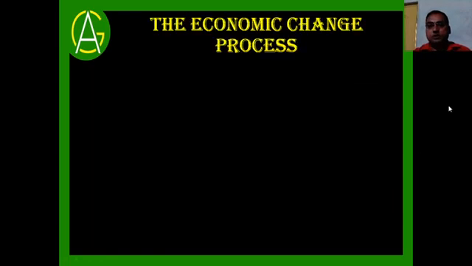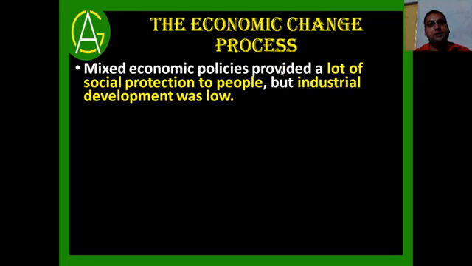Now, the economic change process. How did government change the policy so that the target of growth can be achieved? Mixed economic policies provided a lot of social protection to the people, but industrial development was very low. As I said before, the government of India accepted a mixed economy. That means certain aspects of capitalism and certain aspects of socialism were mixed and we started a mixed economy. But this mixed economic model was not very successful.